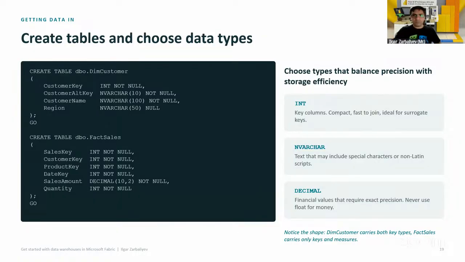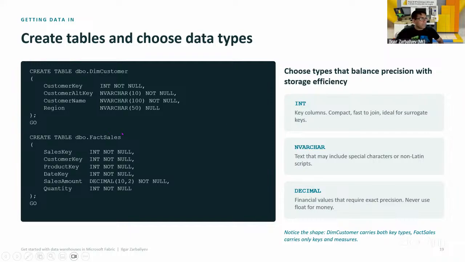Now we create the tables. And here you can see the theory from the first half turning into actual code. Look at the customer dimension on the left. CustomerKey is the surrogate key, an integer, this one. CustomerAltKey is the alternate key, the business identifier from the source system. Then customer name and region, which are the descriptive attributes we slice by. Exactly the structure we discussed on the key slide.